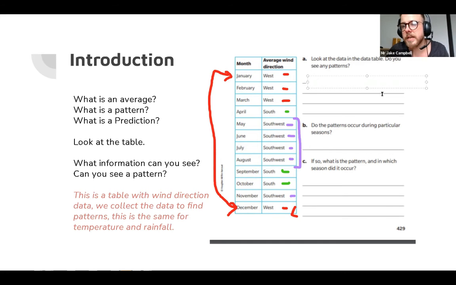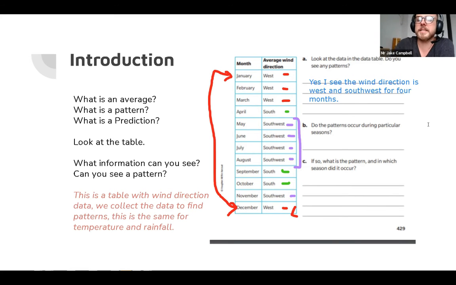Look at the data in the table. Do you see a pattern? Yes, I see the wind direction is west and southwest for 4 months. Should really write each there. Now we need to identify why this pattern exists.